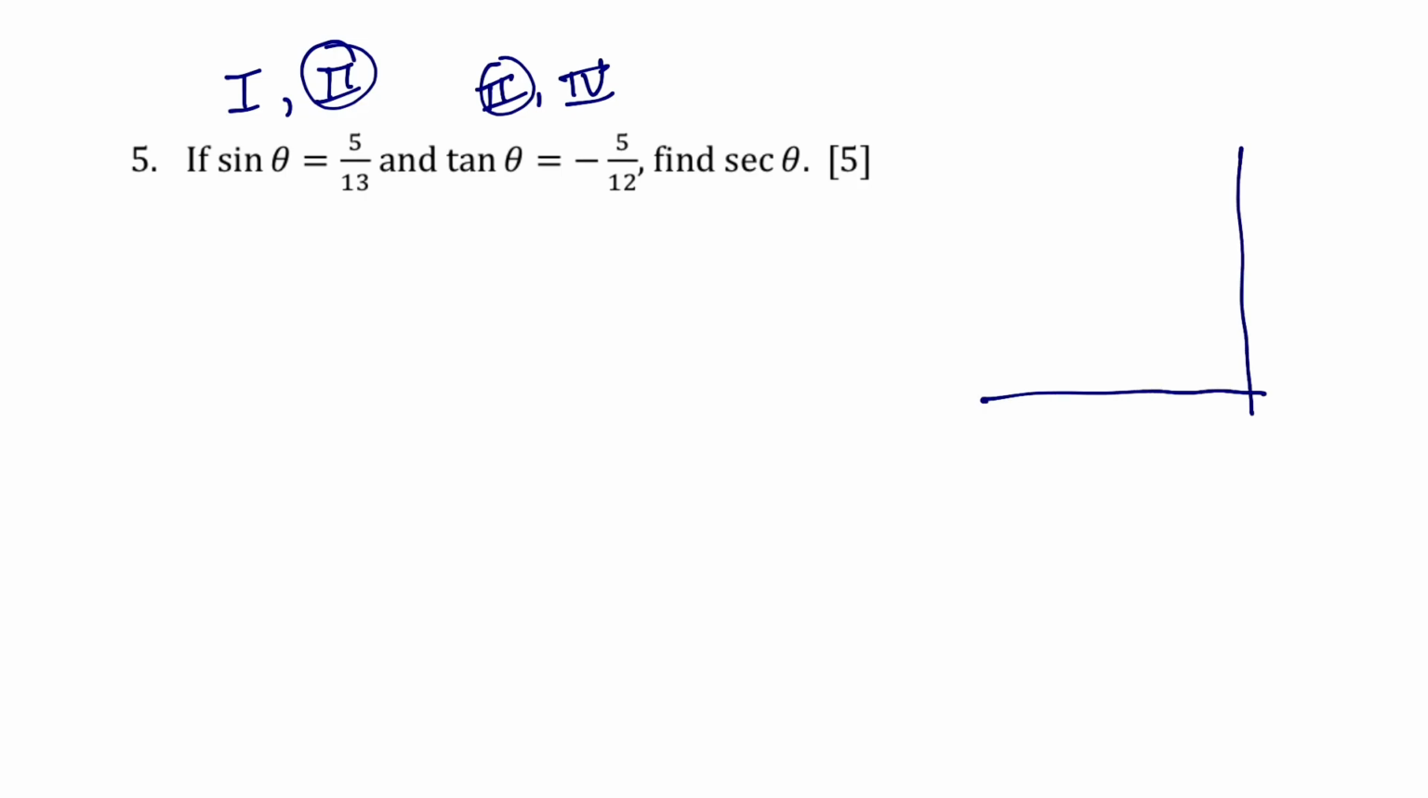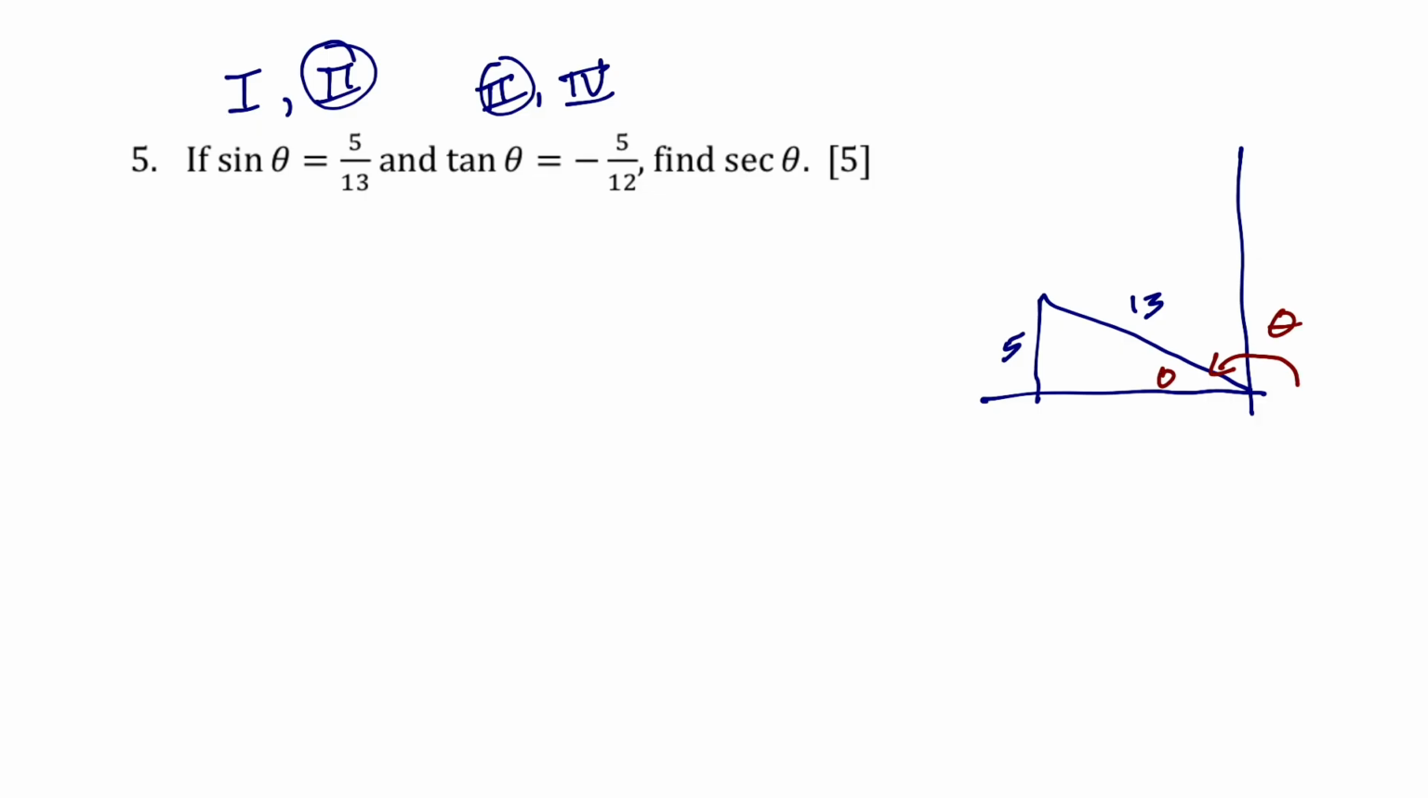So let me draw quadrant 2 here. And I'll draw myself a little triangle. So 13 and 5, because I see 5 over 13. So opposite over adjacent. So the angle, technically, this is the angle.